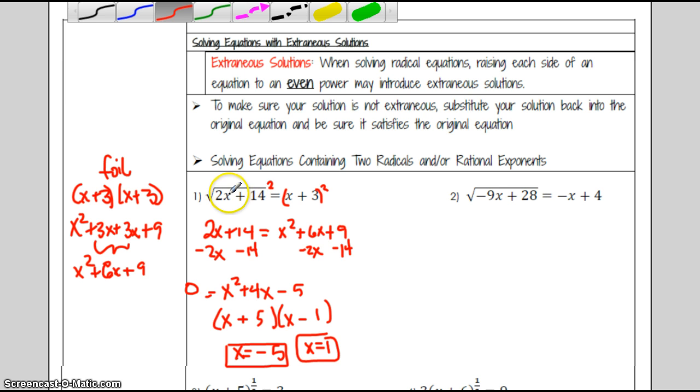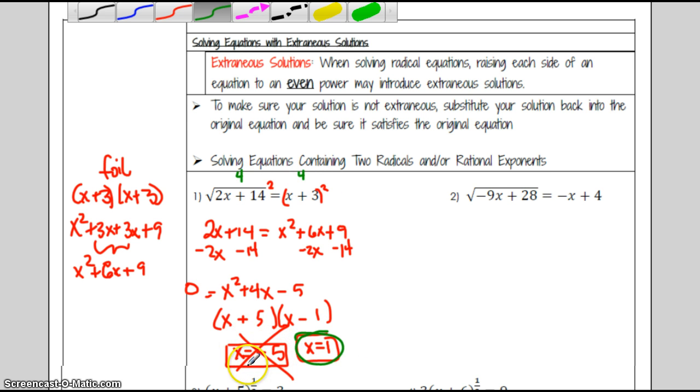So negative 5, that would be negative 10. Add 14, that's 4. The square root of 4 is 2. And is negative 5 plus 3 positive 2? No. So this one is a no-no. Does not work. Next one is 1. Plug it in. That's 2. 2 plus 14 is 16. That would be 4 over here if I plug it in. And then 1 plus 3 is 4. So yep, 4 and 4. So this is my only answer.